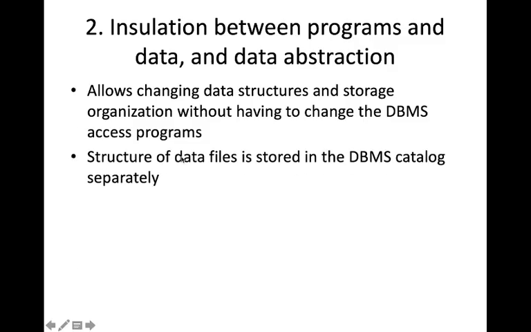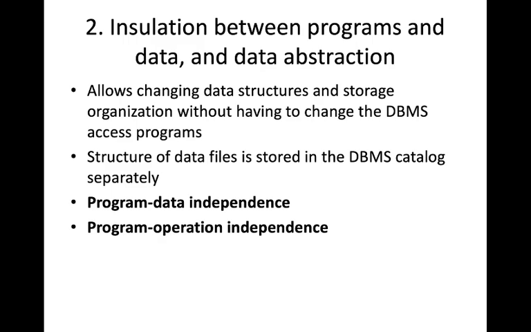The structure of data files is stored in the DBMS catalog separately. That is why we store a catalog separately. So if we want to change the structure of the data files, we need to change the DBMS catalog only. We don't need to change the application programs. So this is known as program data independence. Program and data are independent of each other. We can change the program without changing the data, and we can change the data without changing the program.